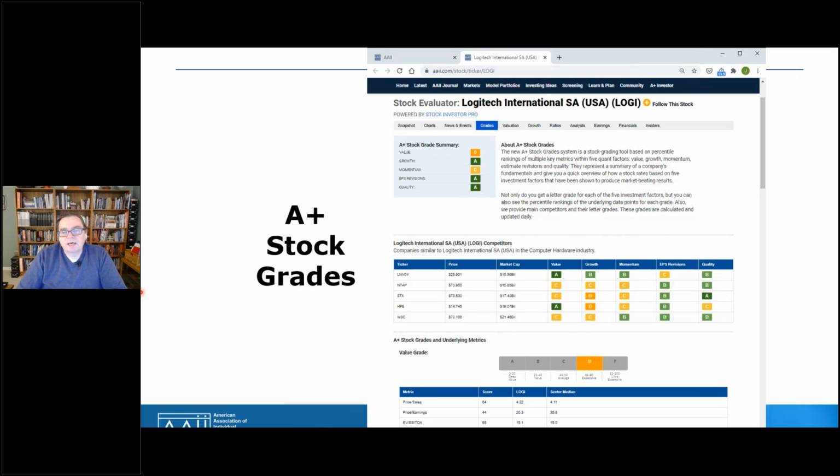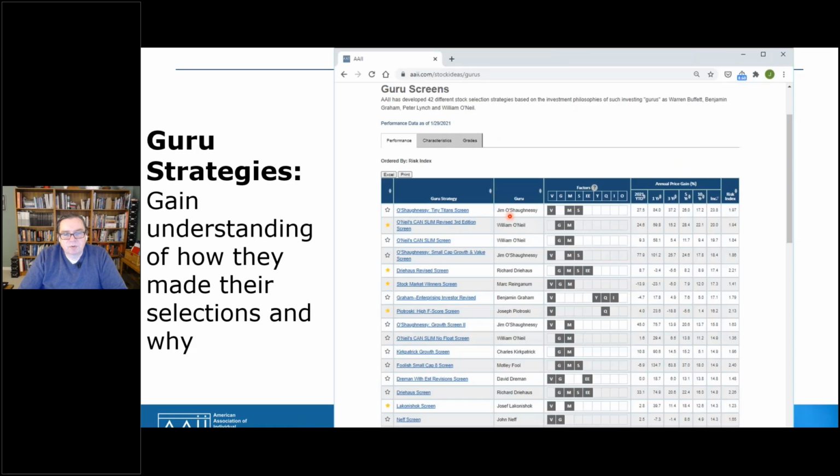Again, A+ investors and Platinum investors have access to the individual grades. Our focus tonight is more on the screening side, not the evaluation side, but those are tools you could use to evaluate companies that then further pass any approach.